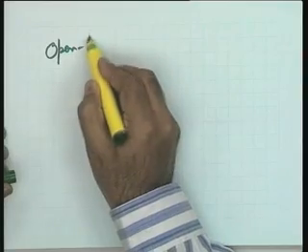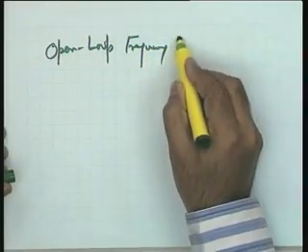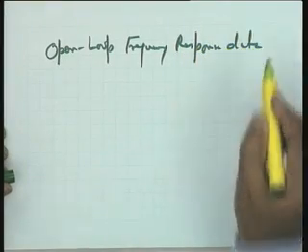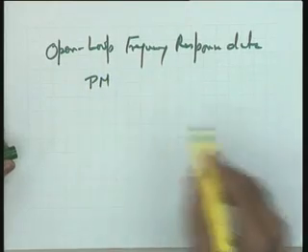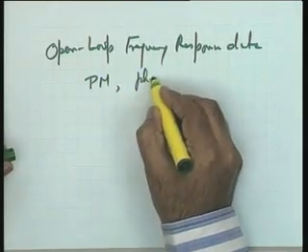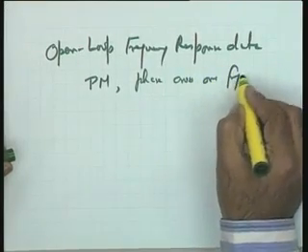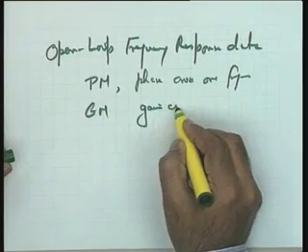Summary could be given in terms of the specifications or the measures which we can get from the open loop frequency response data. You know that from the open loop frequency response data, the closed loop performance specifications which we can easily get are the phase margin, we can get the phase crossover frequency, the gain margin, the gain crossover frequency.